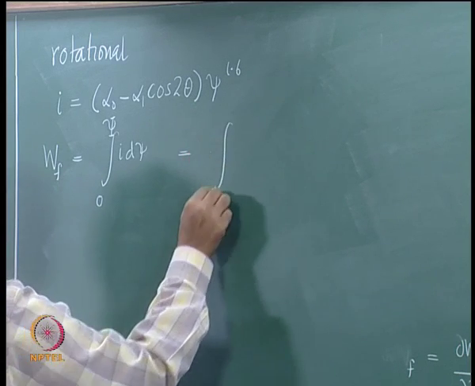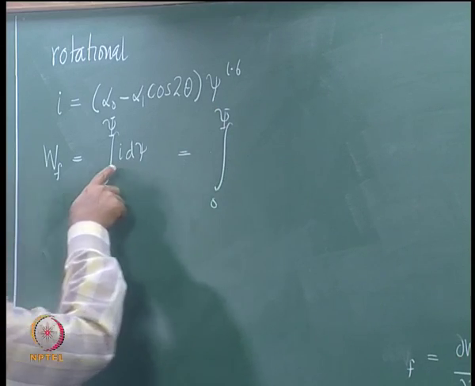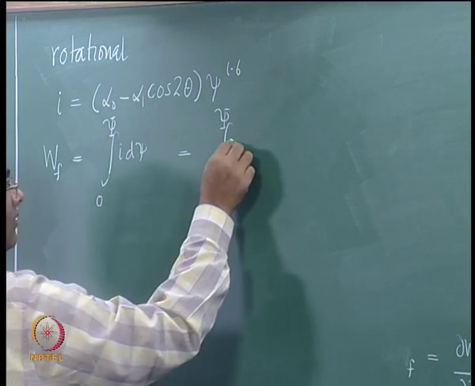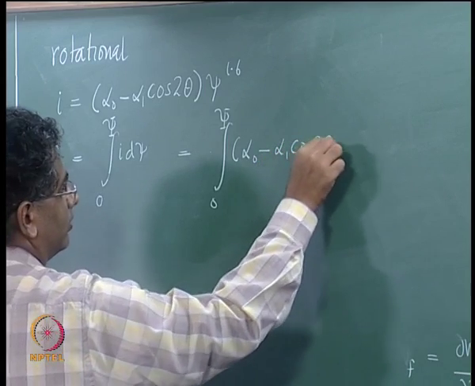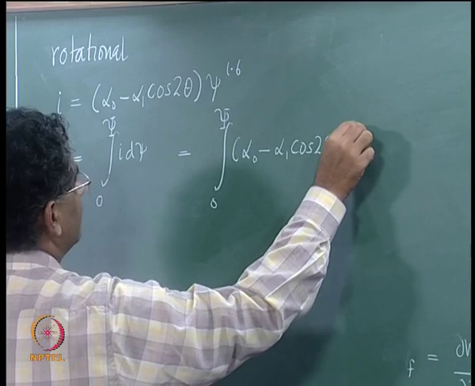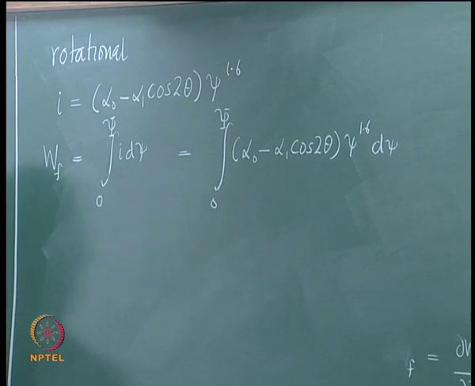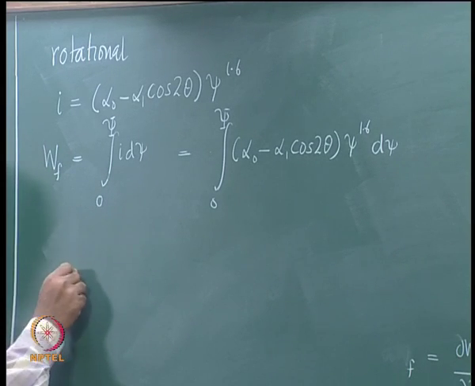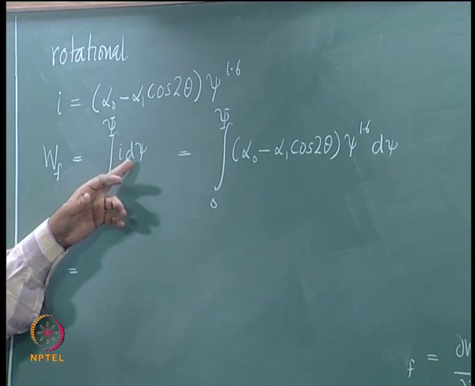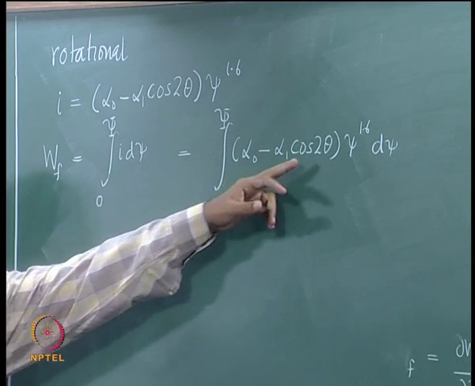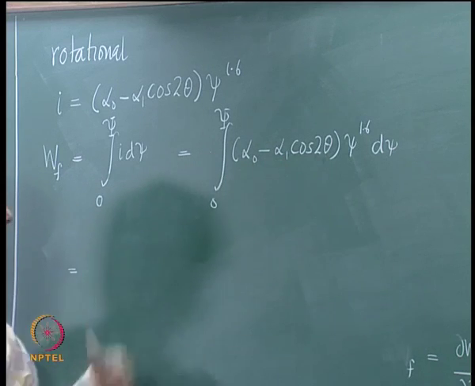which is the integral from 0 to psi. Substitute for I from this expression. So this is alpha naught minus alpha 1 cos 2 theta multiplied by psi to the power of 1.6 d psi, which is, now in this integration psi is the only thing that is going to change, so the angle is fixed, so we can take this out of the integration.